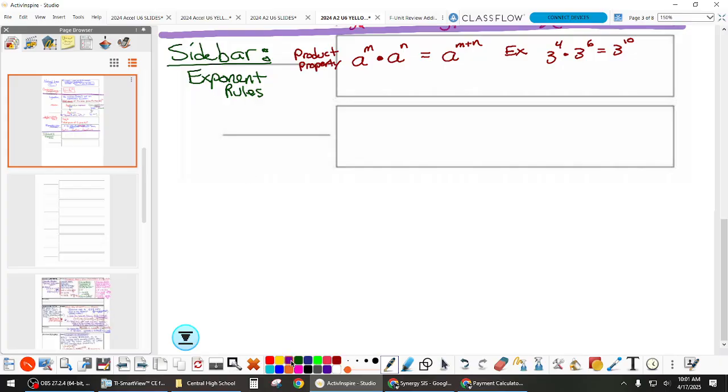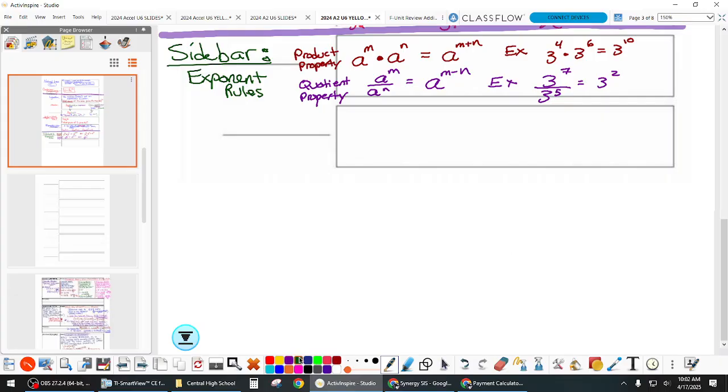Okay, quotient property. What do we do when we divide? Yeah, say it. We subtract those guys. We'll do an easy one first. So we write down the negative exponent property.